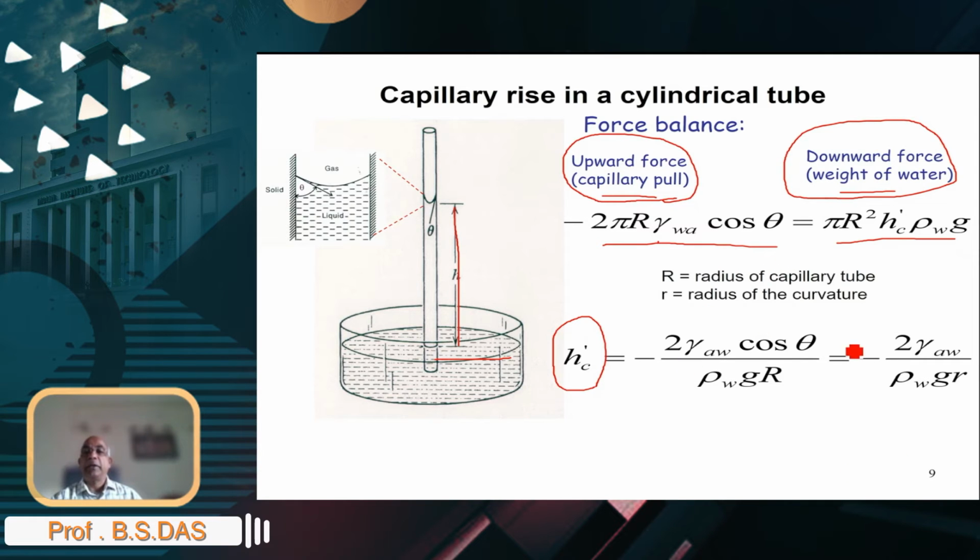the surface tension and radius of curvature. Please note that this part of the capillary rise equation is also the difference between the pressure across an interface, PA minus PW, and so this is your capillary pressure. So therefore, you could easily see that this HC is equal to minus PC over rho W g r. Rho is the density of water.